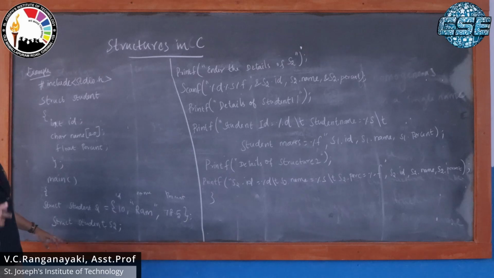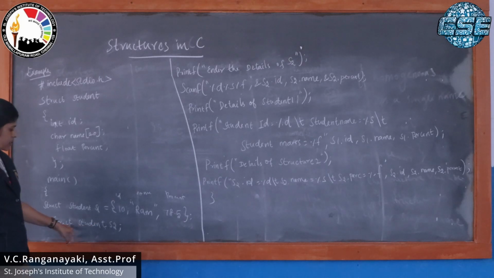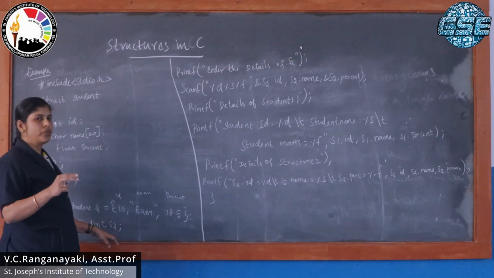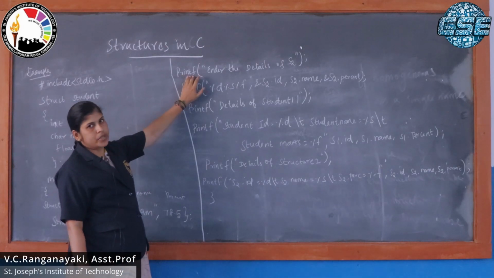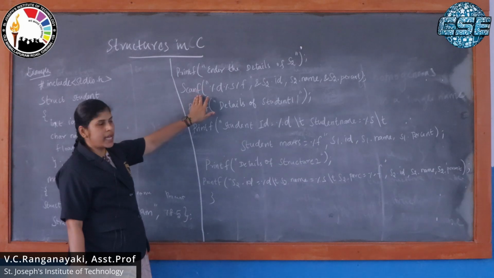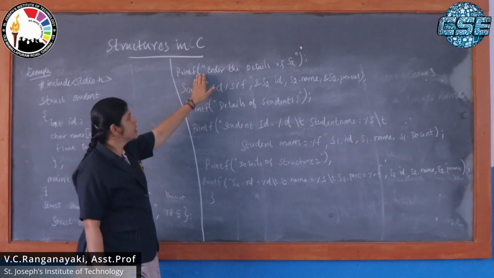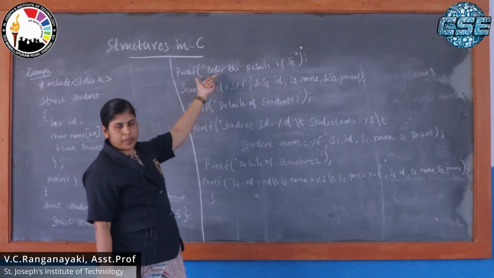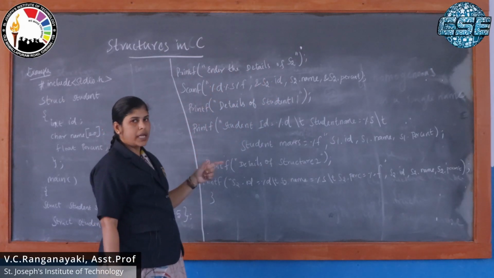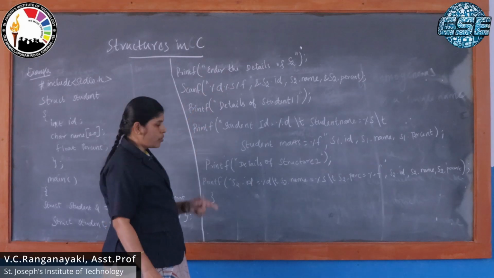After that, student 2: struct student S2. That student 2 I initialize at runtime. With the help of printf and scanf I can get the values. First printf: enter the details of S2. Whatever we give inside the printf, we'll get the same thing in the output.